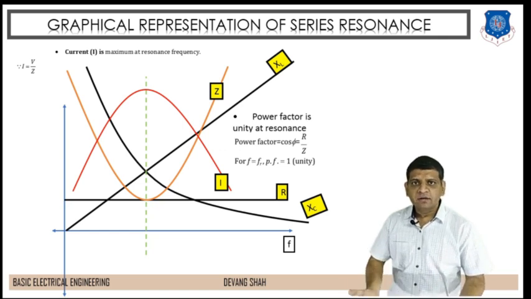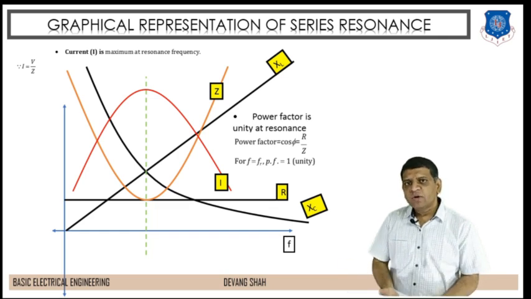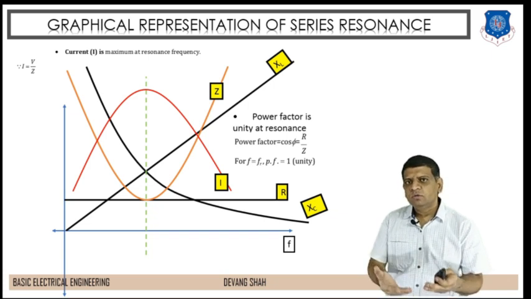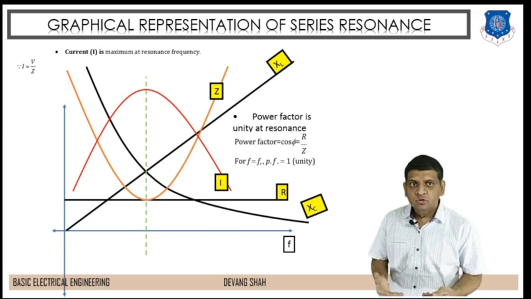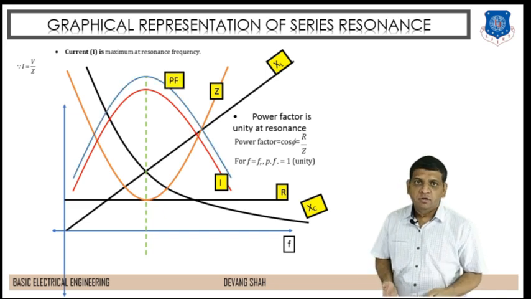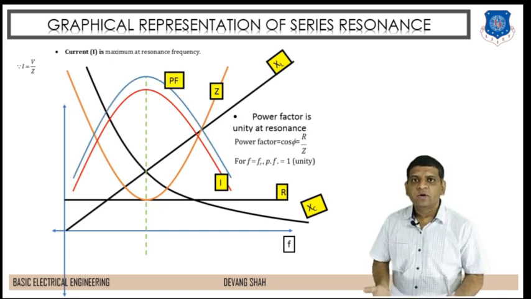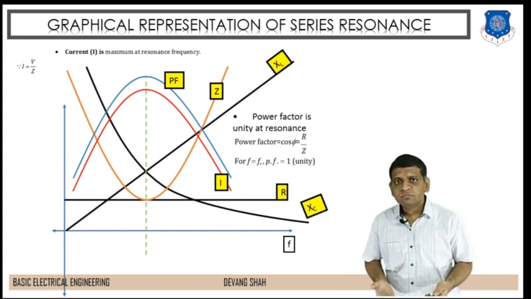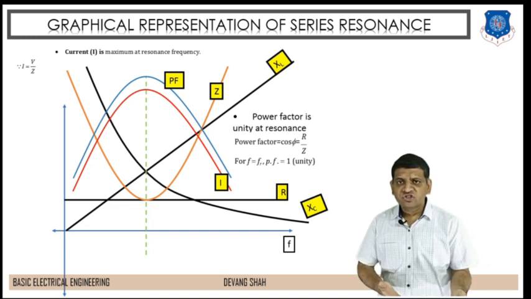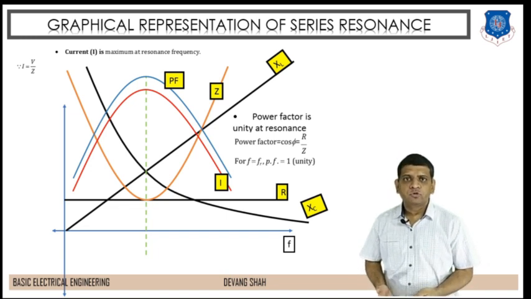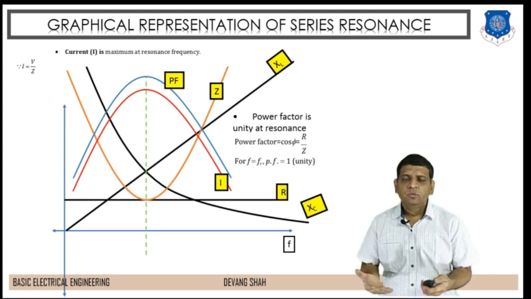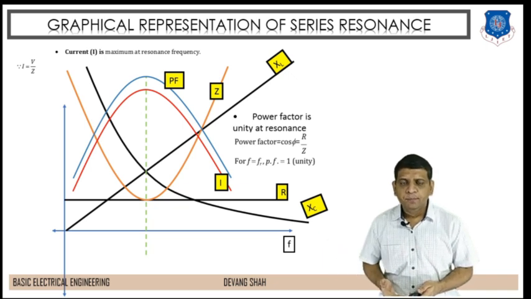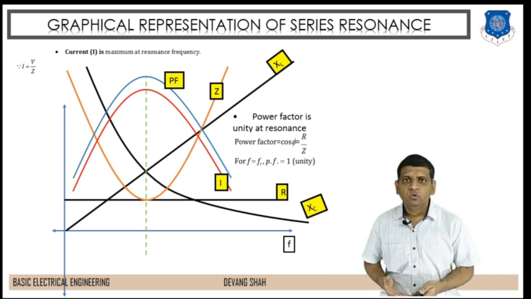Now the next parameter: the power factor is unity at resonance, right? Why? Because power factor is defined as cos phi, and cos phi is equal to R by Z, but at resonance Z is equal to R, so cos phi is equal to R by R, so that's what the unity term is. So cos phi is equal to unity. Because cos phi is equal to R by Z, and R remains constant, cos phi is inversely proportional to the impedance Z, right? So that curve is also the opposite curve of the impedance Z, where cos phi is equal to 1, it's unity.